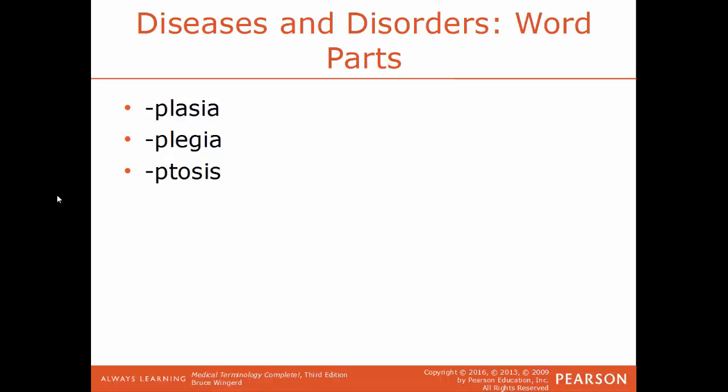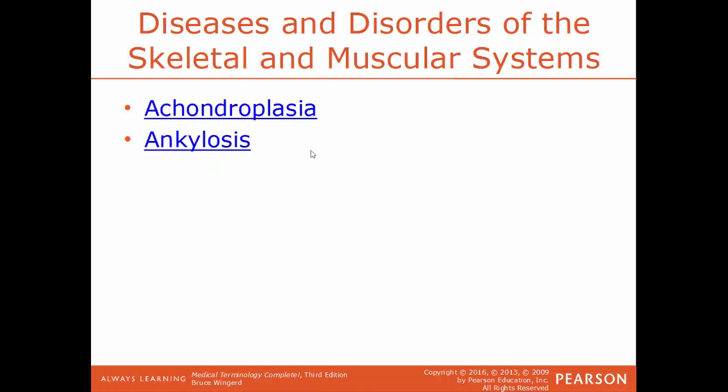The first one here, plasia, is a reference to formation or development. Plegia is a reference to paralysis. And the last one on here, ptosis, is a reference to drooping or sagging or even protruding. Alright, now we'll talk about some specific diseases and disorders of the skeletal and muscular systems.